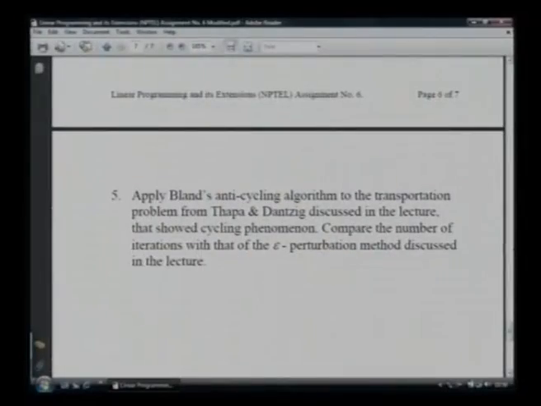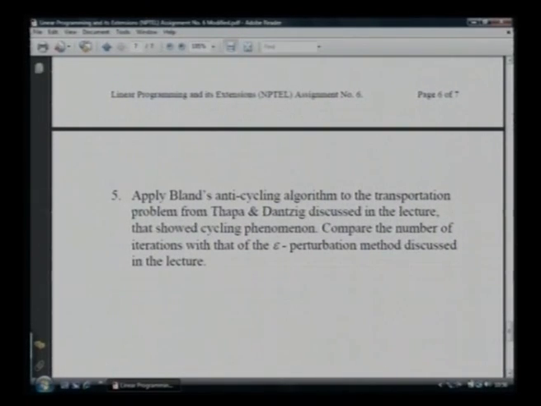Now, problem 5, I want to make a point here. I have been saying that for a simplex algorithm to combat degeneracy, which means cycling, you apply Bland's anti-cycling rules, and then you can avoid stalling. That means you can avoid cycling, right. So, the same thing we will do for the transportation problem also.